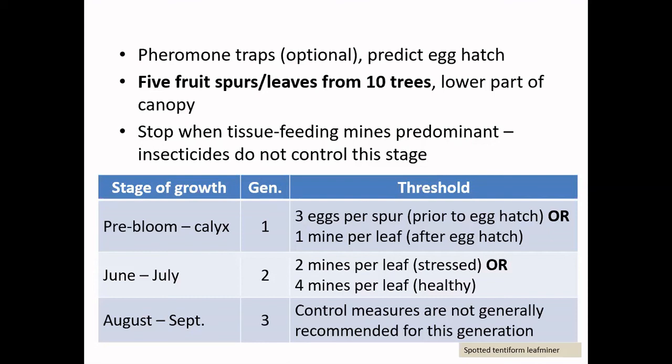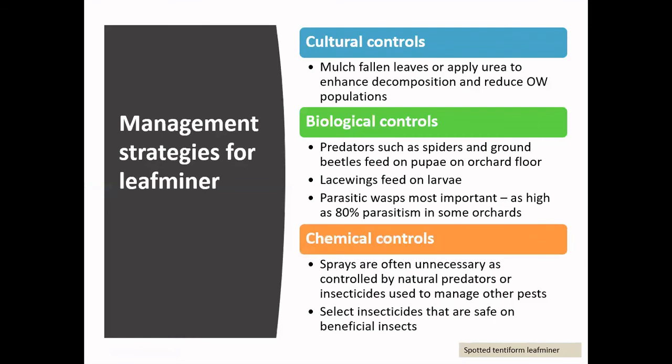The table that you see here on this slide gives a breakdown of the thresholds that do exist if control is needed for this pest. As you can see, by that 3rd generation, control measures are generally not recommended, just because the trees can really withstand higher populations with that dense canopy.